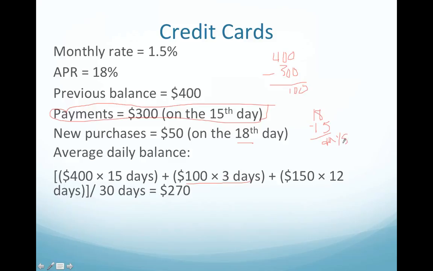And then everything is based upon 30 days. So from that 18th day to the 30th day, 30 minus 18 gave us 12 days. And the 12 days was based upon the $100 plus the $50 that you went out and bought some new stuff with. So the 100 plus 50 is 150. So that's how we came up with those days that we were going to multiply the balances by. And then we divide it all by 30, and that gives us our average.